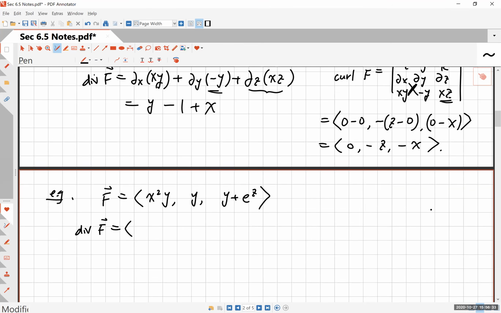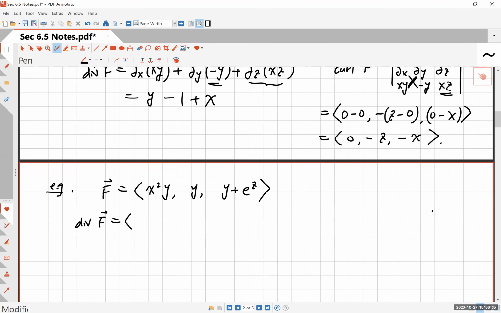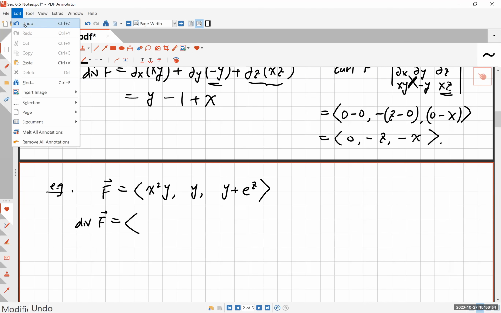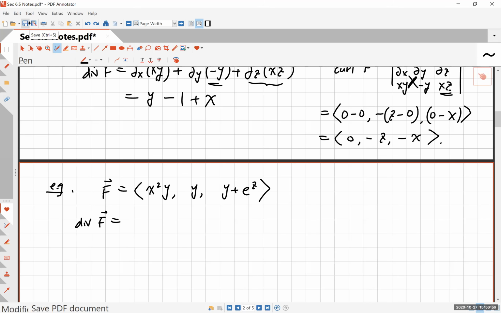I don't think I'm going to skip the definition part, right? So all you have to do, oh, by the way, I made a mistake already. Did you notice the mistake I just made? I put divergence of f equals to, and I put this bracket. I shouldn't have, right? Because divergence is not going to be a vector. So even just having this, I should stop and repent and say, okay, undo. So what is the partial of this with respect to x? That's 2xy. What's the partial of this with respect to y? It's 1. What's the partial of this with respect to z? That's e to the z. That's it. It's that simple.